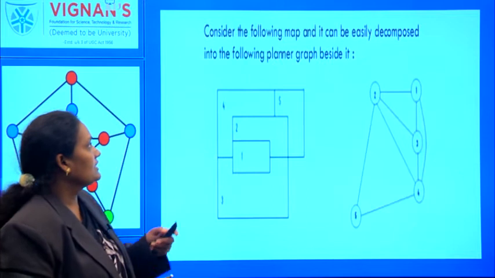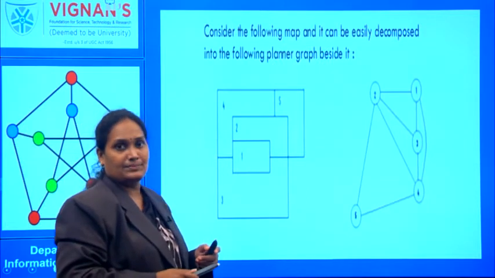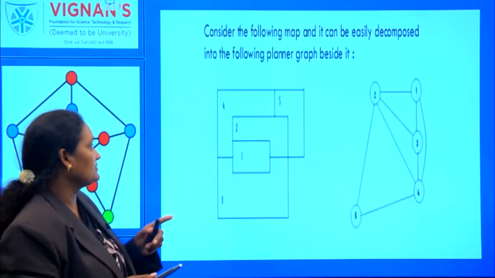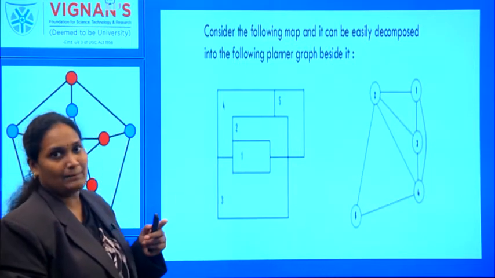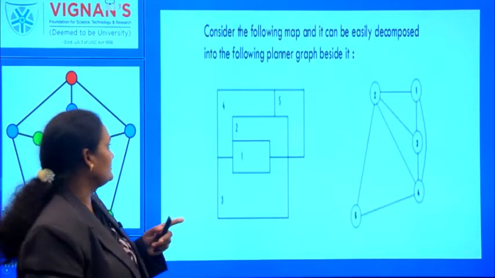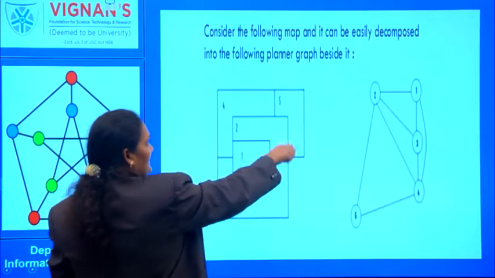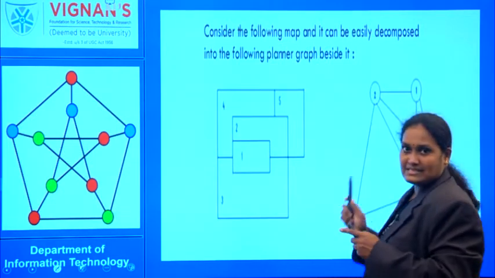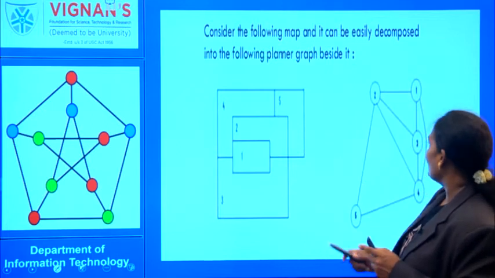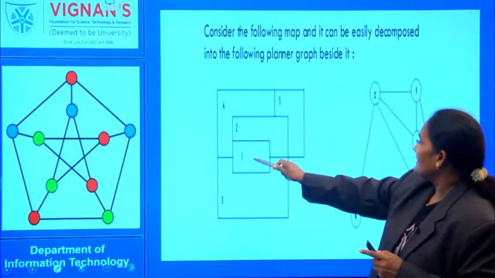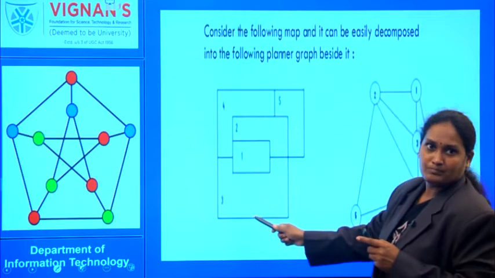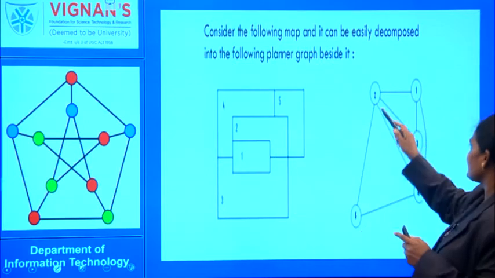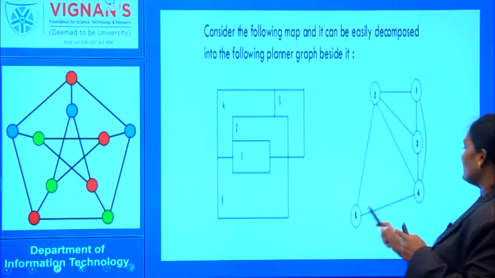planar graphs. Now, what is a planar graph? A graph which is present in a plane is called a planar graph. Now, how can I represent a planar graph as a normal graph? Let us see. Here, this is the given planar graph and this is its equivalent graph. Now, let us see how we are constructing the graph. We have 5 regions here, which are represented with 1, 2, 3, 4, 5. So, here I am taking 5 vertices, 1, 2, 3, 4, 5.